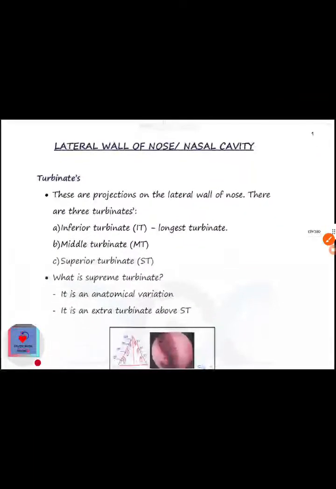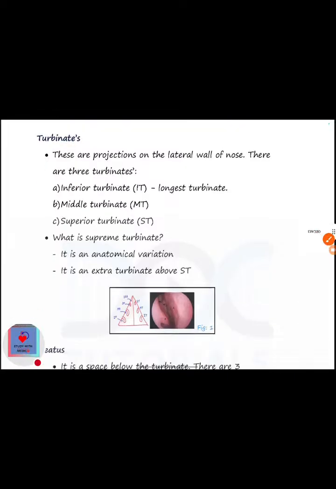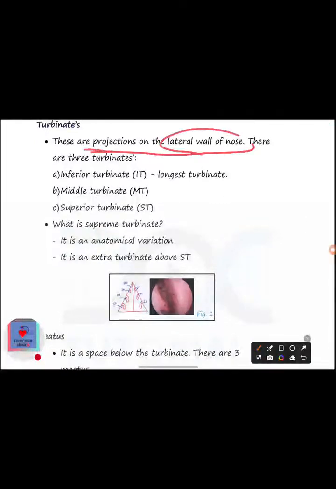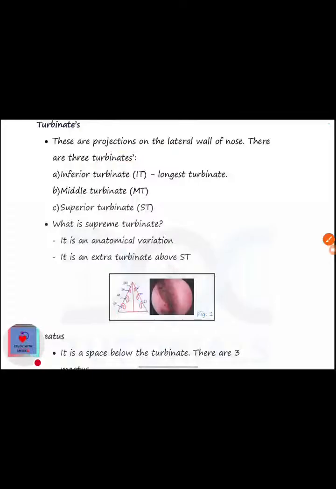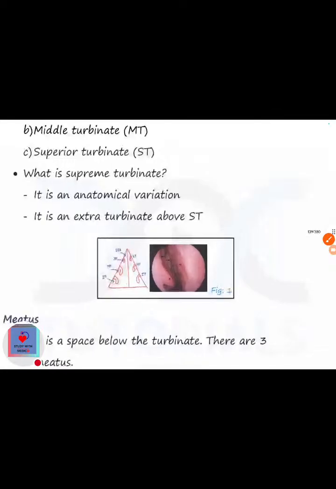Lateral wall of nose. Let's talk about the lateral wall of nose. It has turbinates, which are projections on the lateral wall of the nose. There are three turbinates. What are the turbinates? It is the bone with the mucosa. If you see here, inferior turbinate, middle, and superior turbinate.